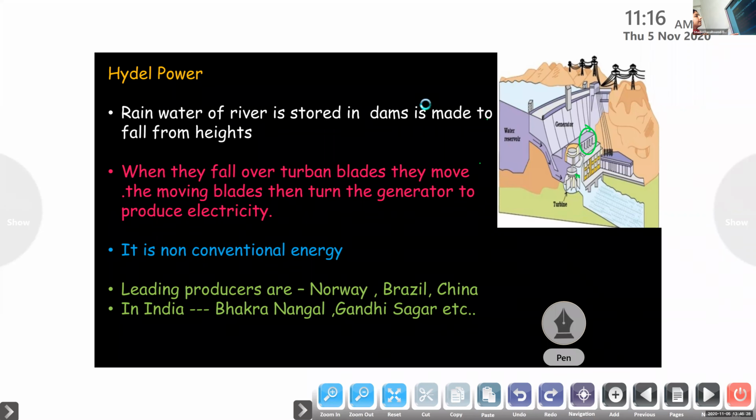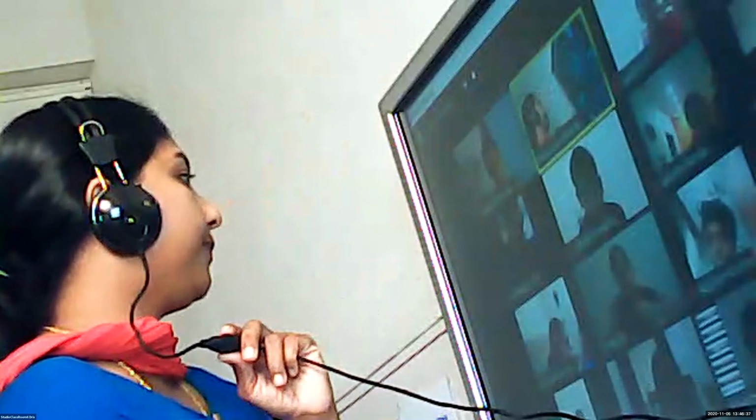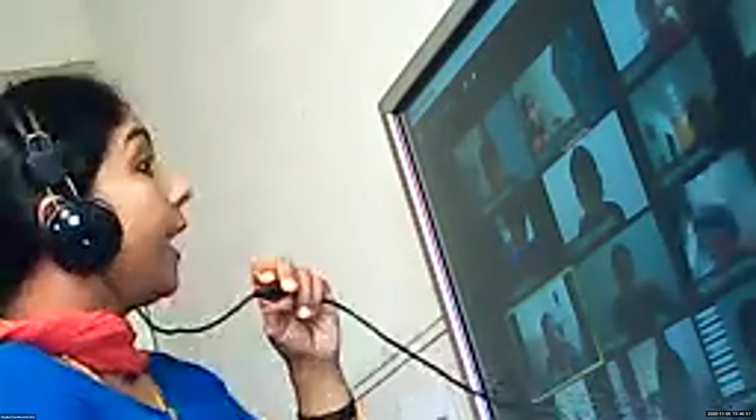So we have completed conventional sources of energy. The next topic is non-conventional sources of energy. What is a non-conventional source of energy? Modern source of energy and renewable source of energy. Ma'am, hydel power is non-conventional. Yeah, hydel power is a non-conventional source of energy. Yes, correct.